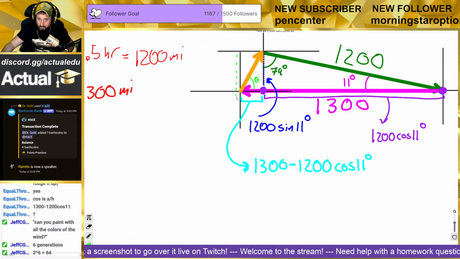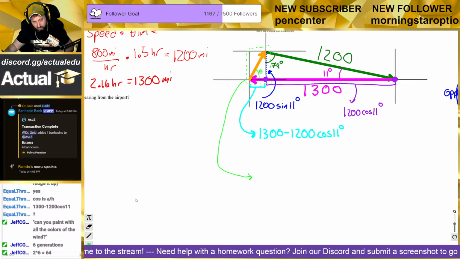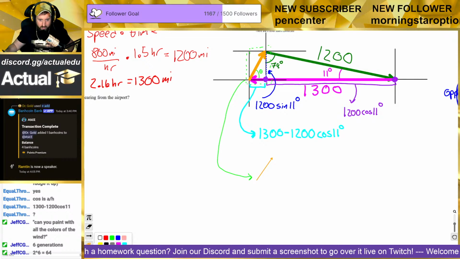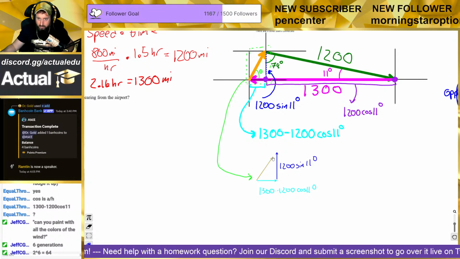So we're going to draw it for you here. Look, this is something going up this way. It's this amount, 1300 minus 1200 cosine of 11 degrees. And it's this amount, which is 1200 sine of 11 degrees. This is probably one of the prettier questions I've done, artwork-wise. I kind of like this one.